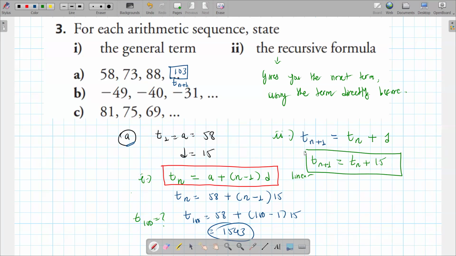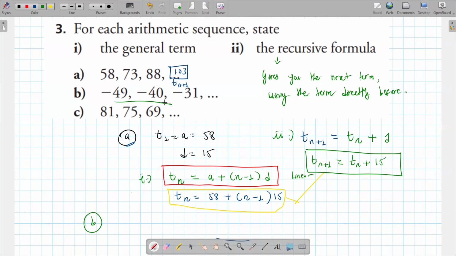Easy peasy, and you're done. Final answer. So the final answer for the previous part, part A, was this and this. Let's do one more. Let's do a negative one. Let's see if it changes anything. So B. What's the common difference here? 9. So your Tn will be negative 49 plus n minus 1 times d. And what will your recursive be?